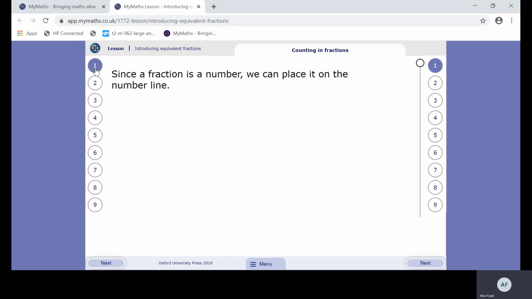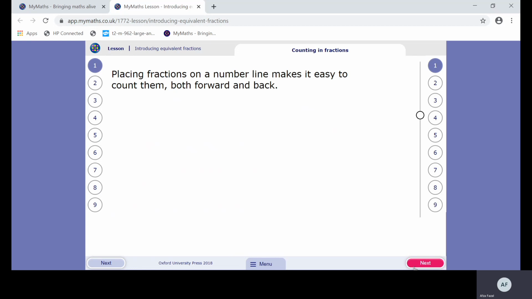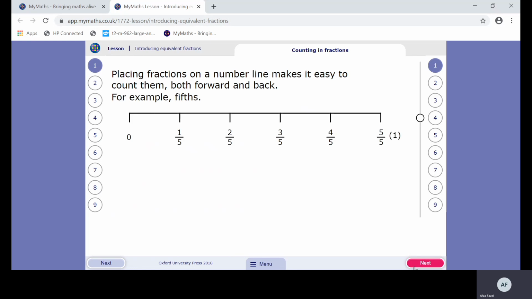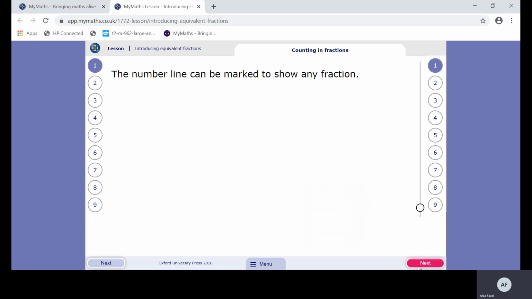So starting off, since a fraction is a number, we can place it on the number line. So we've got quarter, 2/3, 5/12, 1/12, 11/12. Placing fractions on a number line makes it easy to count them both forward and back. For example, fifths: we've got 0, 1/5, 2/5, 3/5, 4/5, and 5/5. So 5/5 is the same as a whole. You can count backwards: 5/5, 4/5, 3/5, 2/5, 1/5, and 0, where you've got nothing.